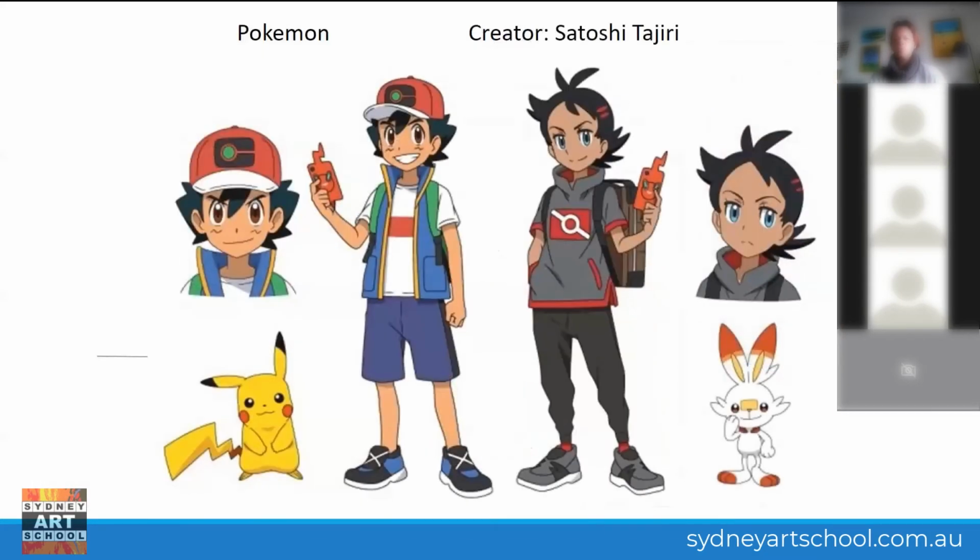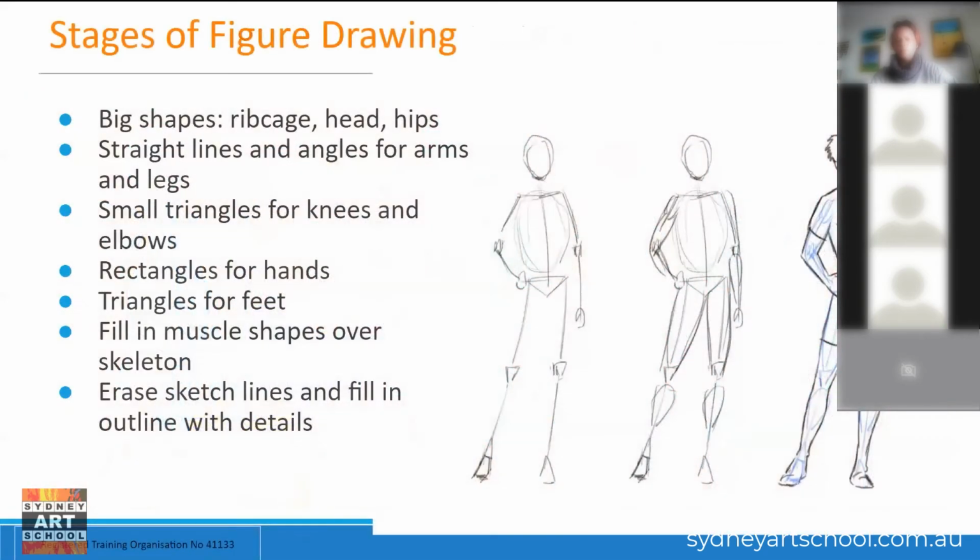So the next stage then is building up the muscle shapes on top of that sort of skeleton, if you like, and it is a skeleton that we're describing. And the muscle shapes need to be following the skeleton shape.